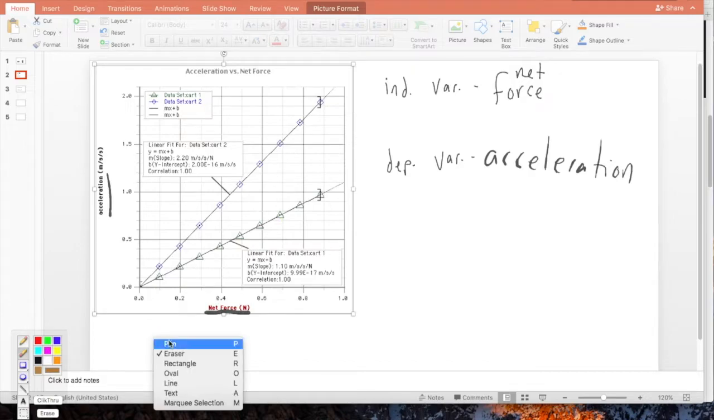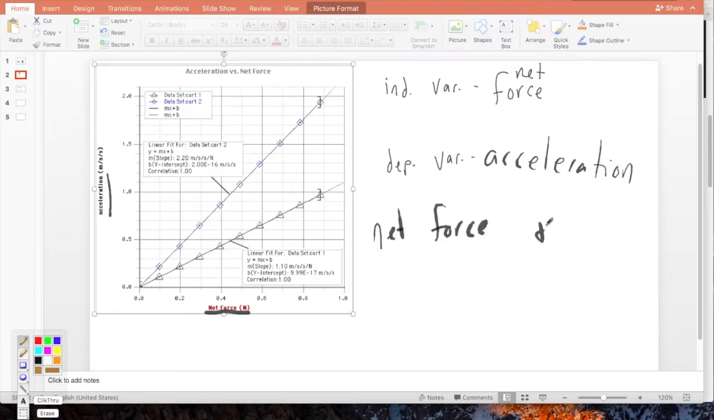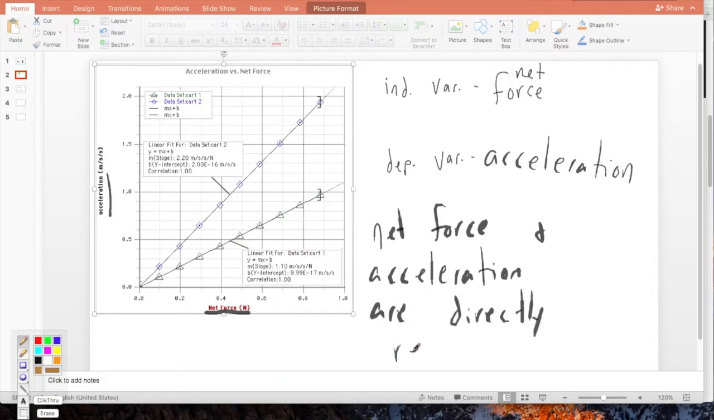So we could say from this data, from this experiment, we've come to a conclusion that net force and acceleration are directly related. They have a direct relationship. Remember, that means that as one goes up, the other one goes up. And we can notice that that relationship seems to be linear.